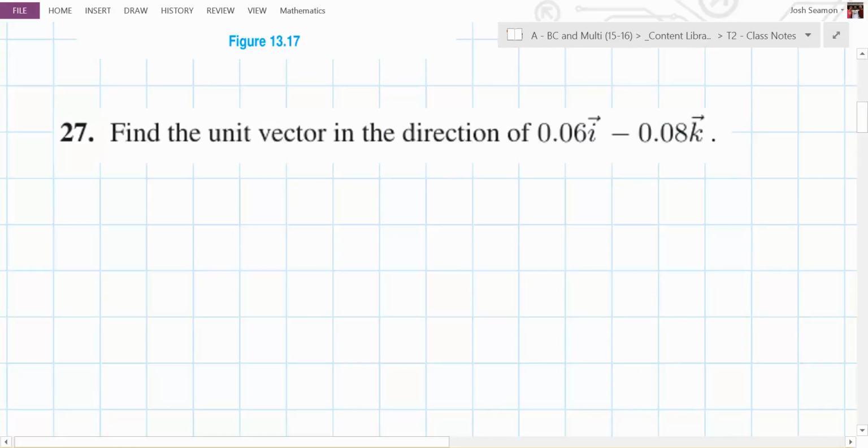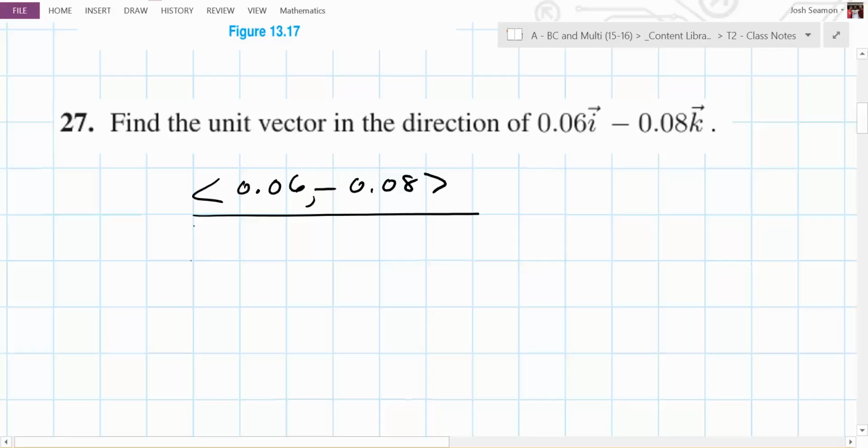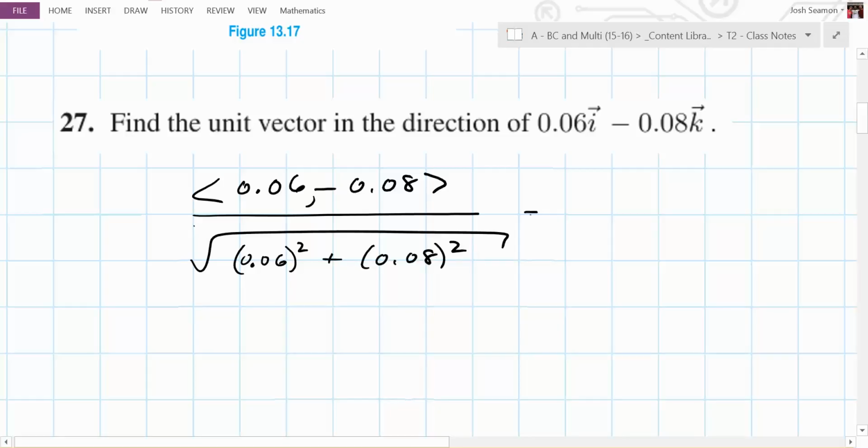Unit vector, what do you divide it by? Its magnitude, right? Here's the original vector, 0.06 comma negative 0.08. I'm just writing it in that form instead. What do you end up dividing it by? The square root of 0.06 squared plus 0.08 squared. What's that magnitude come out to be? Is it 0.1? Yes, it is 0.1.